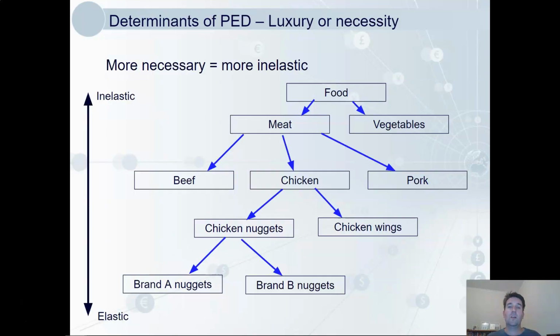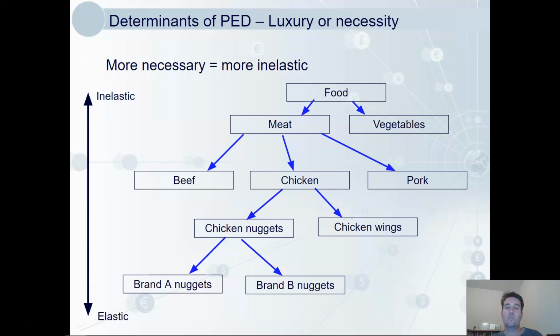Next, we look at luxury, whether the good is a luxury or a necessity. So the less you need a good, the more you care about price, the more elastic demand is. The more necessary a good is, the more inelastic demand is. Quantity demanded won't fall much with an increase in price. So luxuries, which aren't necessary, e.g. jewelry, often have elastic demand.